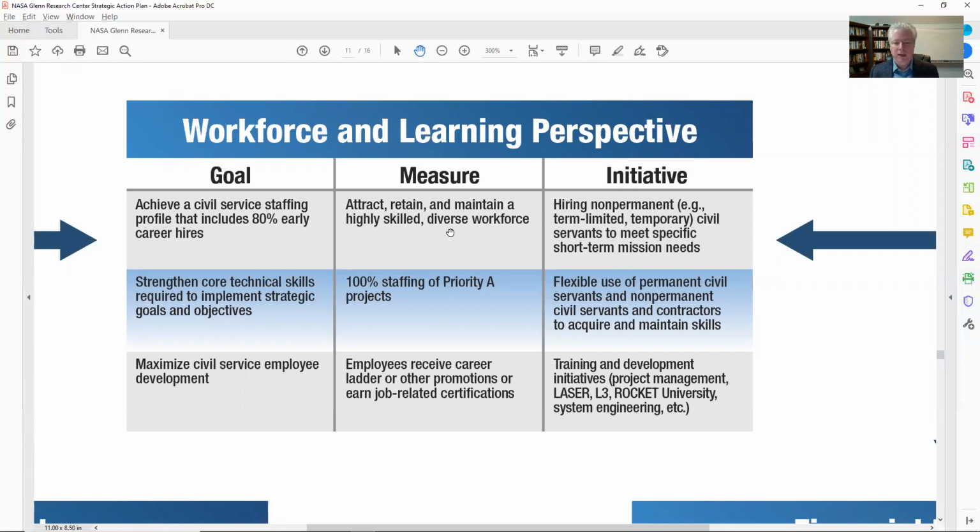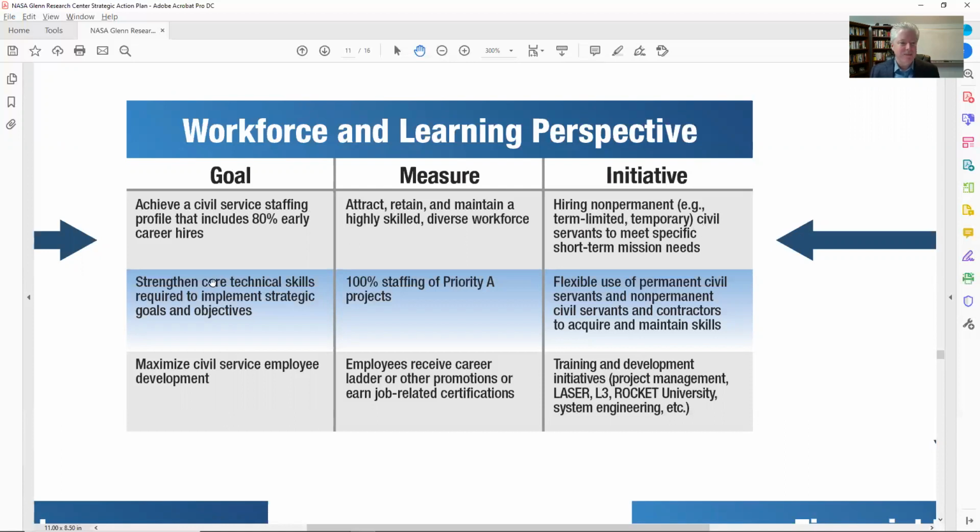Attract, retain highly skilled and diverse workforce. So initiative, hiring non-permanent civil servants to meet specific short-term mission needs. It's really funny to me, those two don't tie. So it's outside of my world. It's on recruiting. I'm going to move on. One thing that did catch my eye though is this idea of term limited temporary. Well, if you're going to do that, why don't you go with us contractors?